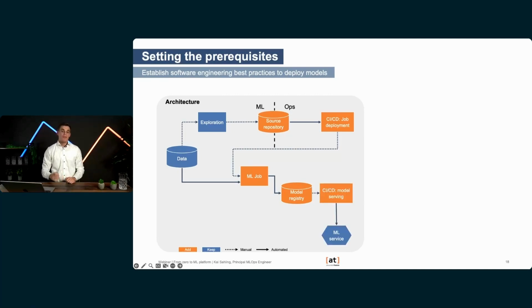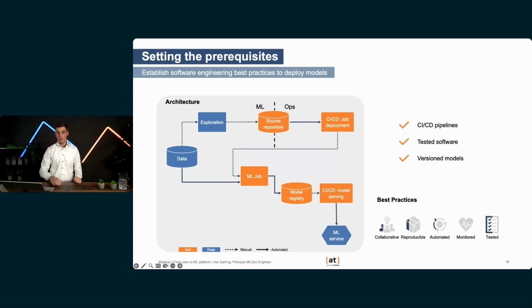Once we have that model in our registry, there's another CI/CD pipeline to deploy the service containing that model. You can run some tests in there and then have your ML service up and running to serve incoming requests or to do some batch prediction. What did we get here? As I said, we get the prerequisites. You have the CI/CD pipeline, you are able to test your software thanks to it, and your models are versioned, as well as your code, obviously.